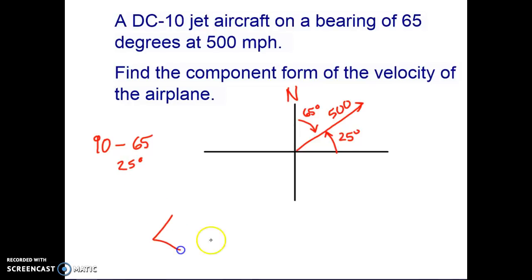So the component form of this vector, I'm not going to work out the math in the calculator, but it would just be the magnitude times cosine of 25 degrees, and the magnitude times the sine of 25 degrees. And that's all there is to it. So let's look at another one.